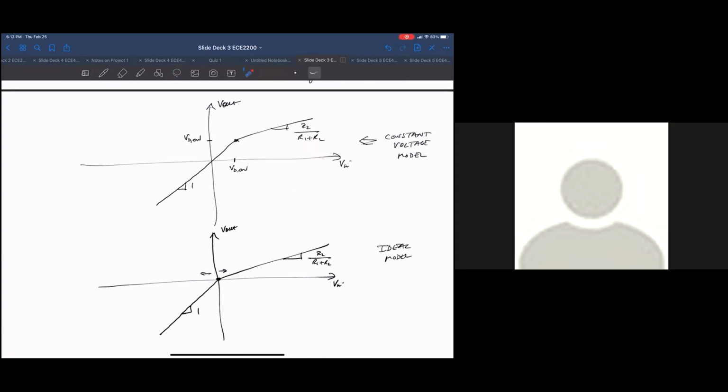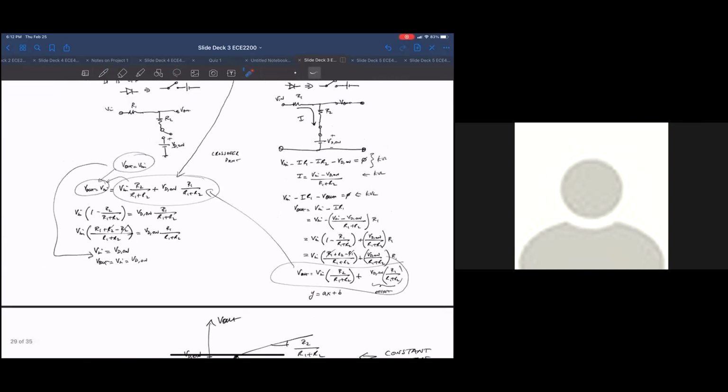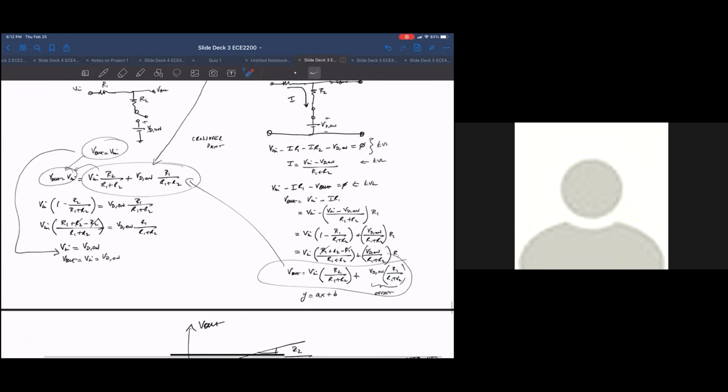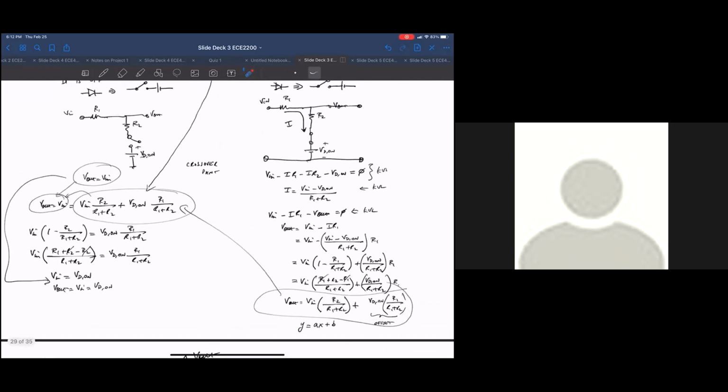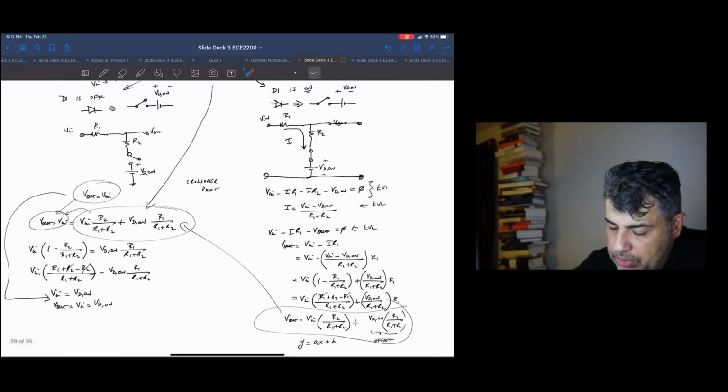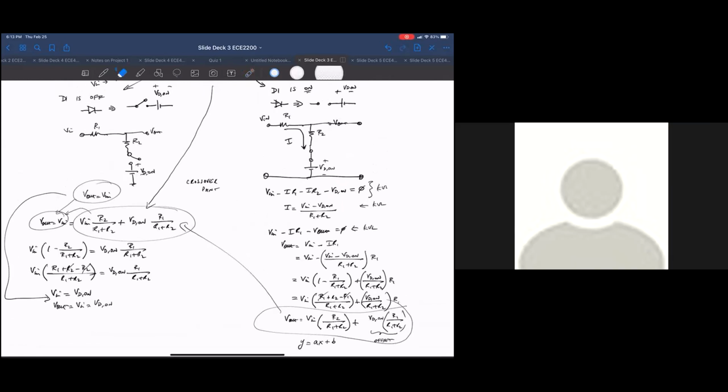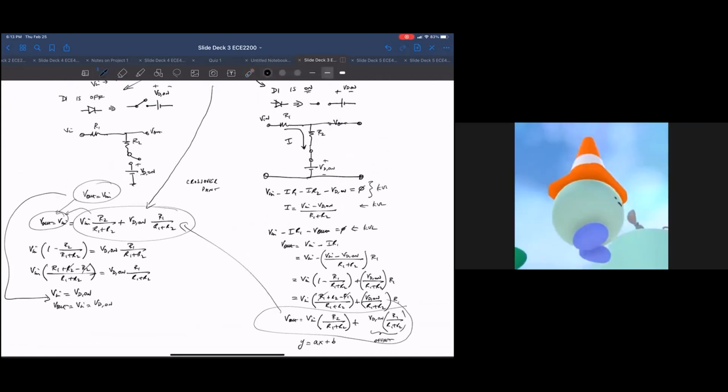Professor, I have a question. Yeah, Kevin. Could you scroll up to where you had VD set to very large? So right there where you have it drawn, it's supposed to be a closed switch right above the circuit schematic, right? Oh, yeah, yeah. Thank you for bringing that up. Thanks, Kevin.